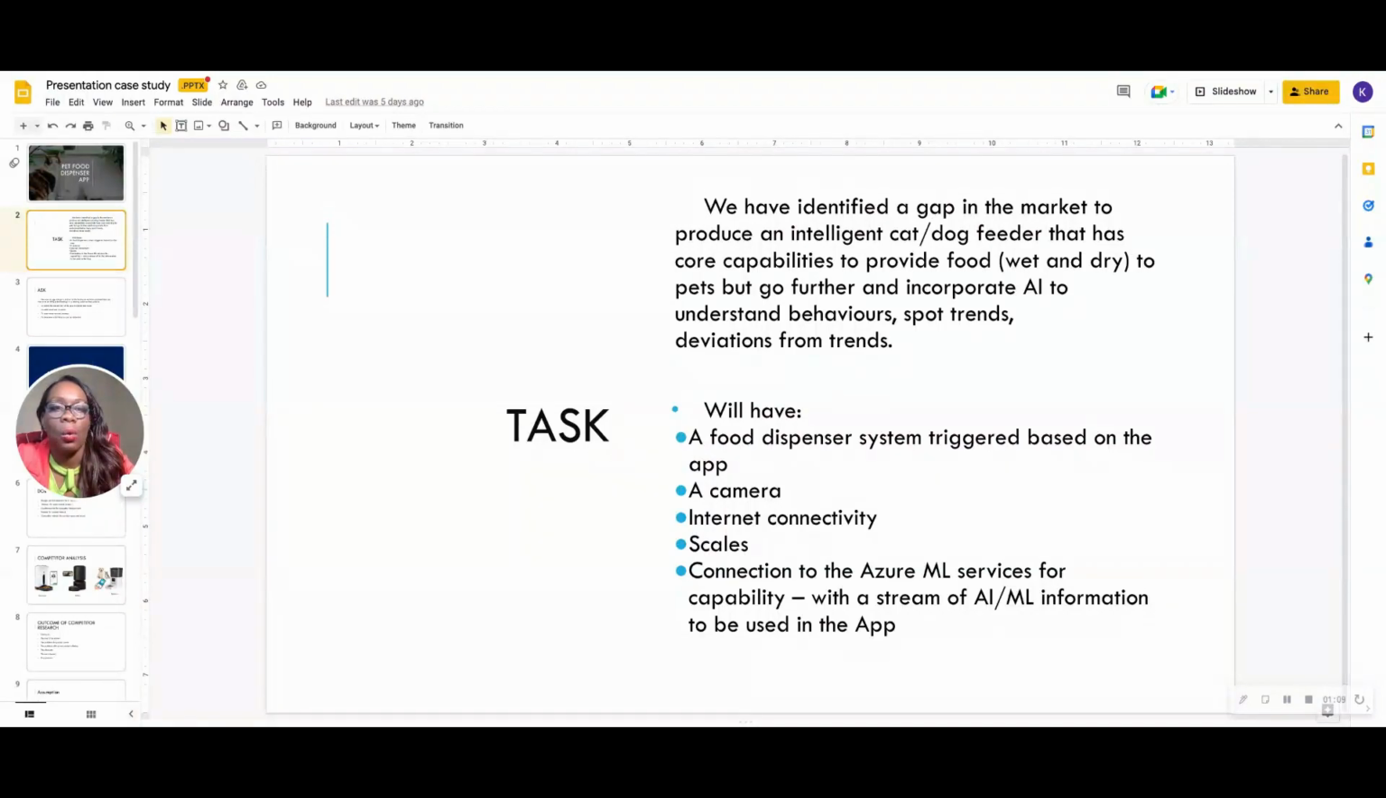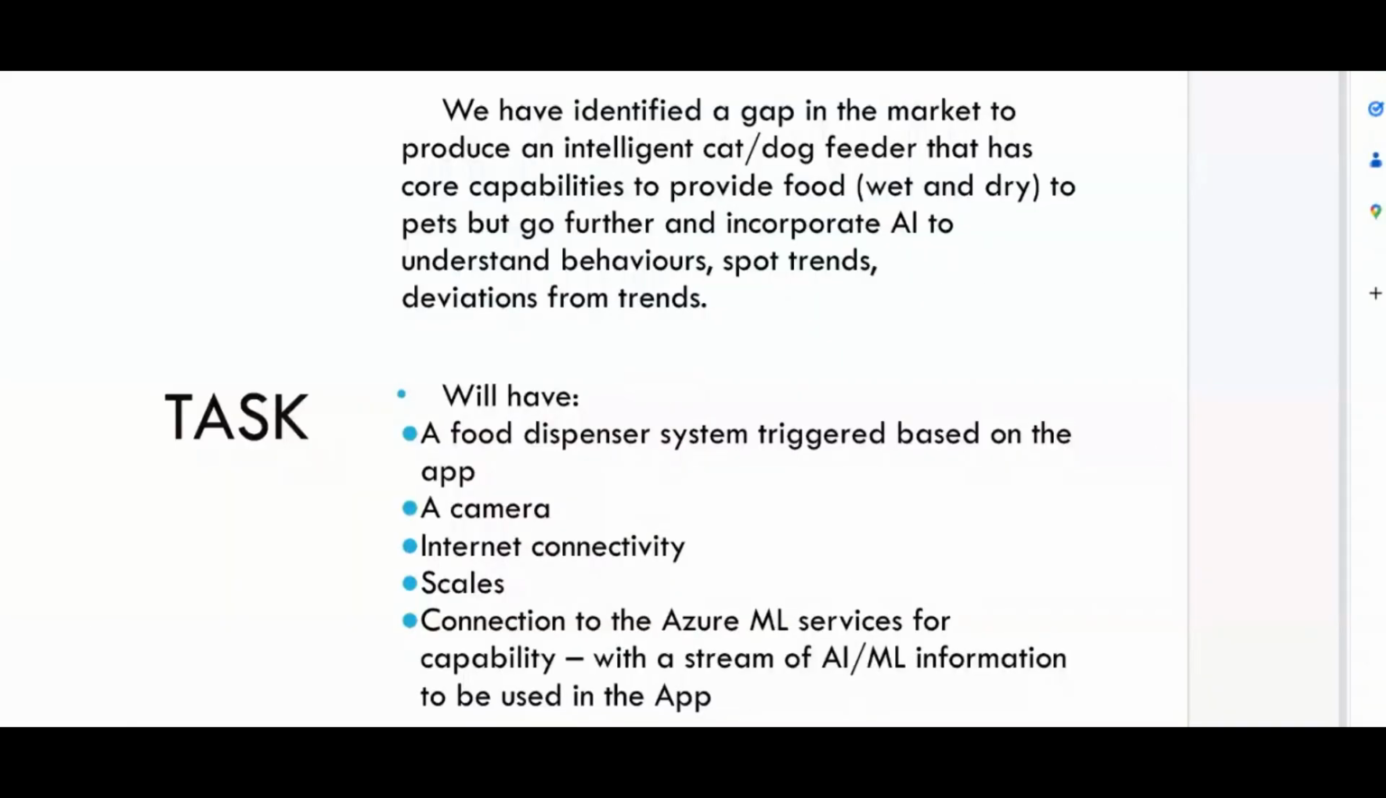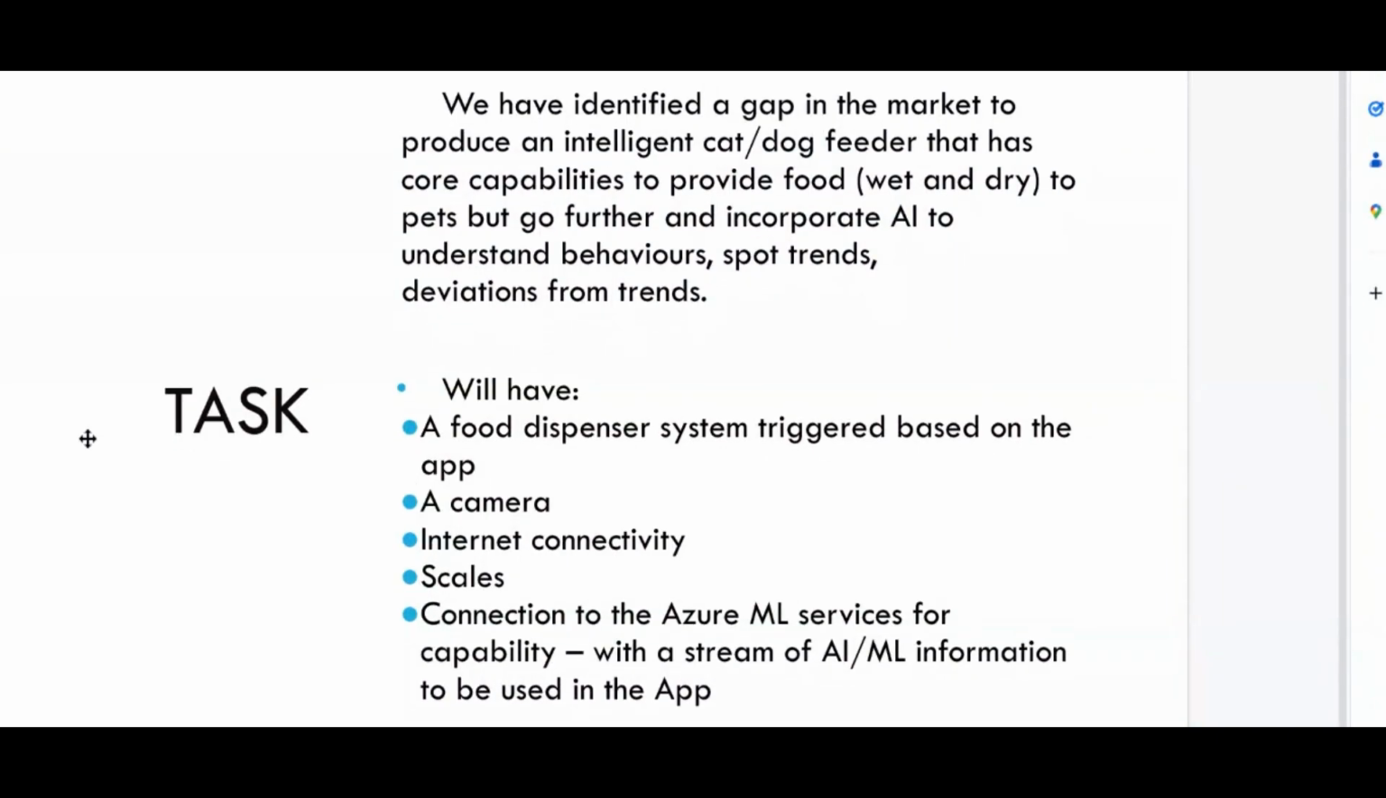And in this case, it says, we have identified a gap in the market to produce an intelligent cat dog feeder that has core capabilities to provide food, wet and dry, to pets, but go further and incorporate AI to understand behavior, spot trends, deviations from trends. Okay. And then the task is it will have a food dispenser system triggered based on the app, a camera, internet connectivity, scales, connection to the Azure ML services for capability with a stream of AI ML information to be used in the app. By the way, ML means machine learning, and of course, AI means artificial intelligence.